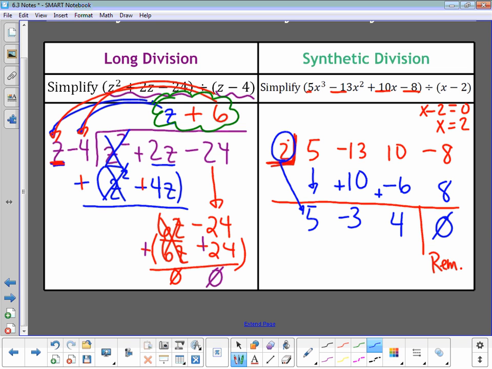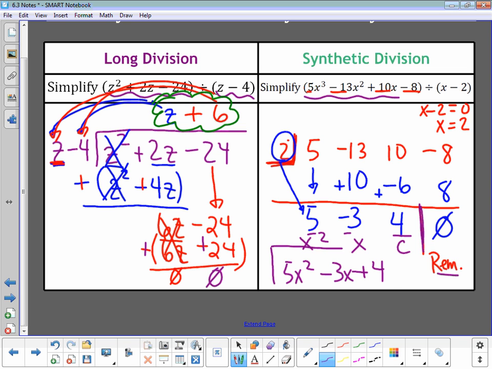And then I work backwards to write out my answer, because these don't really mean anything until I put them in the form of a polynomial. So in this case, the last number is always the remainder, which is what that line reminds us of. The next number in, then I just work backwards. The next number in is the constant. The next number after that is my x term, and the next number after that is my x squared term. So I have 5x squared minus 3x plus 4 with no remainder. So that is my quotient.